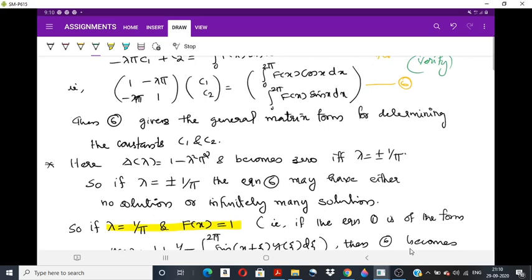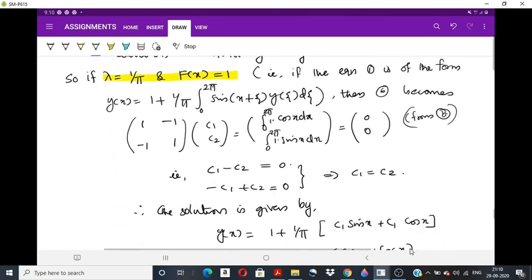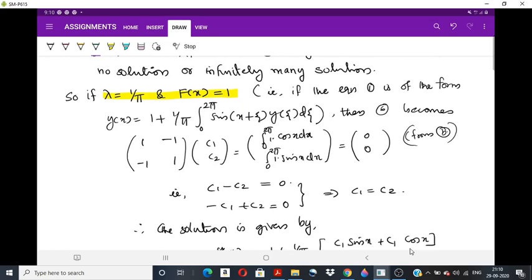So when f of x is equal to 1, we have already seen that the right side matrix B, that is integral 0 to 2 pi f of x into cos x dx, will become 0, and integral 0 to 2 pi 1 into sin x dx also becomes 0. And when lambda equal to 1 by pi, the matrix A becomes [1, -1; -1, 1], times [c1, c2] equal to [0, 0]. That means we get the condition c1 equal to c2.